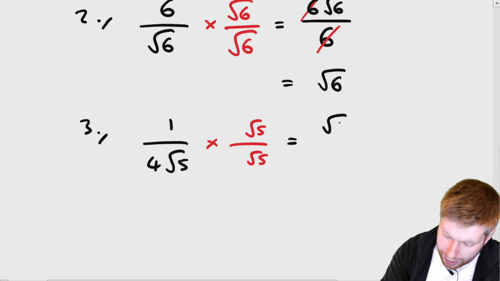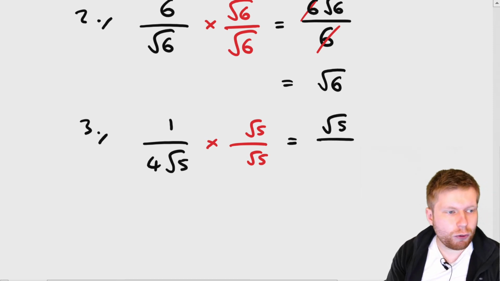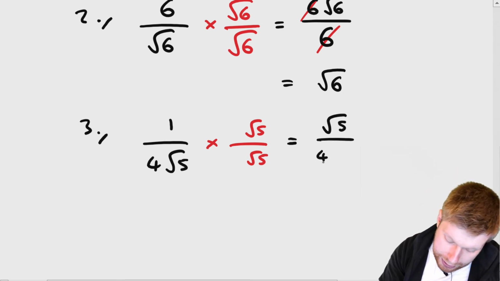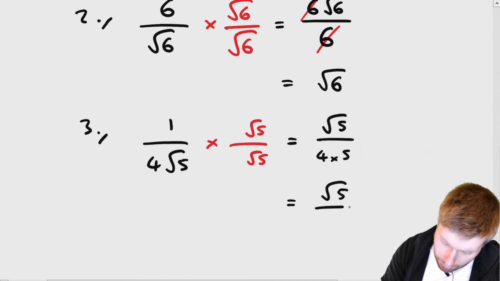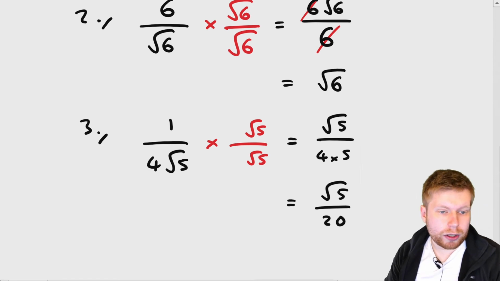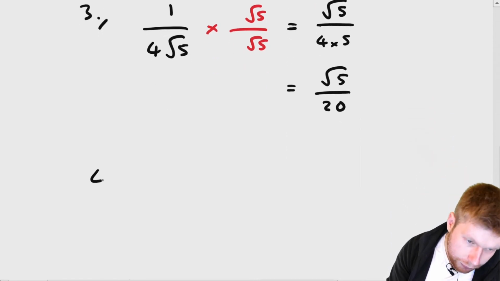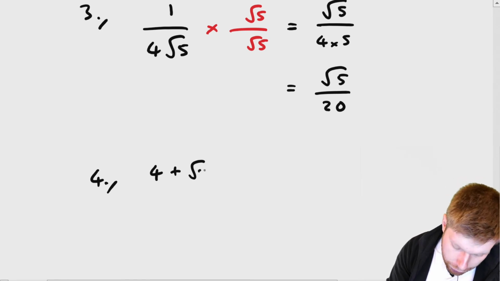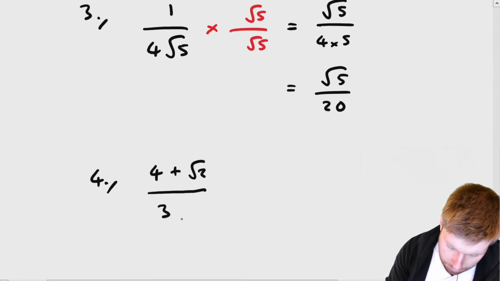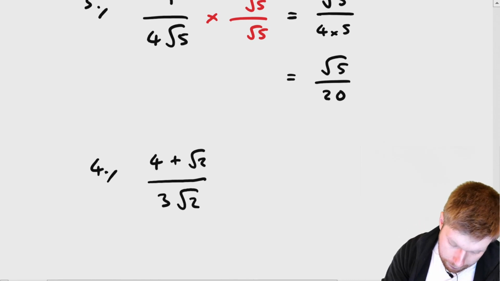So on the numerator, I get root 5. On the denominator, I get 4 root 5 times root 5. Well, that's the same as 4 times 5. We've already just seen that, which means that I get root 5 over 20 here, and that works, okay? Let's try with one final example then. Let's try with 4 plus root 2 over 3 root 2, okay?